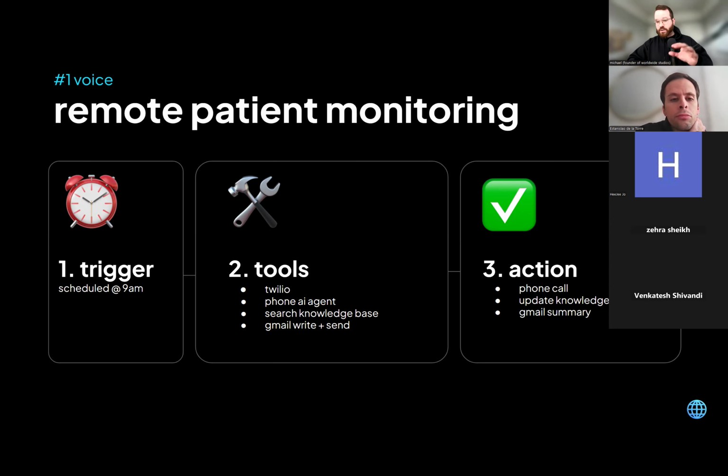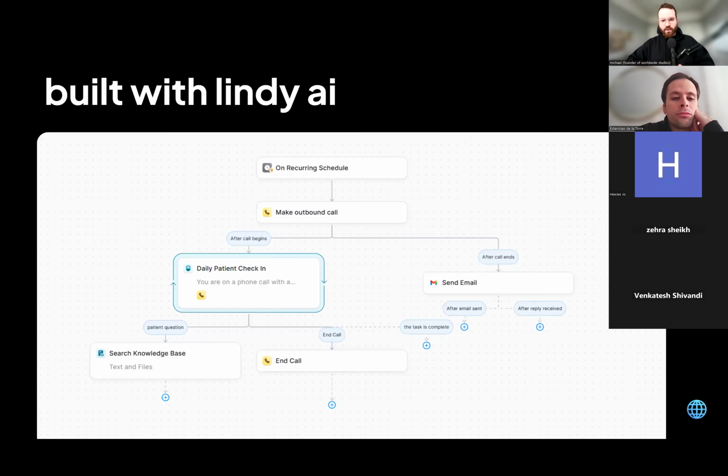Searching a knowledge base: because they're working with high blood pressure patients, they have a specific set of protocols that they want this AI to reference. And then at the end, sending an email out. So it makes the phone call, updates the knowledge base based off the phone call, and also sends a Gmail summary. What it can also monitor is if someone doesn't pick up the phone for more than a week, then a nurse can check in, or there are more actions that the organization can take.